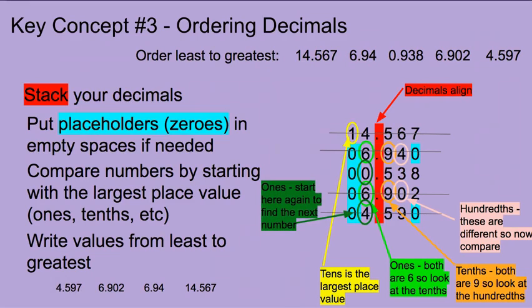And then my smallest value then is what is left, which is 938 thousandths. I misspoke there and it should be 938 thousandths, so that should be a 9. So that is how you compare and order decimals.